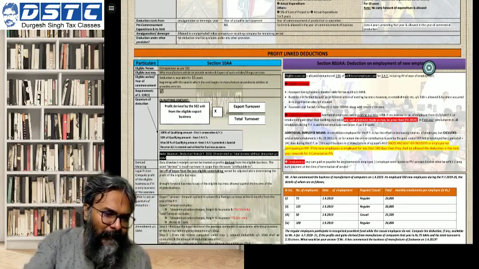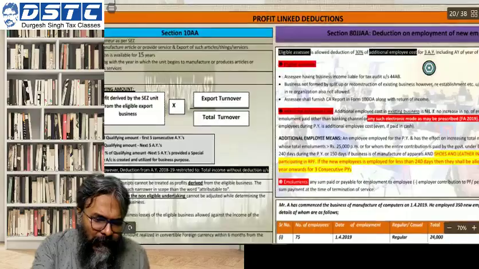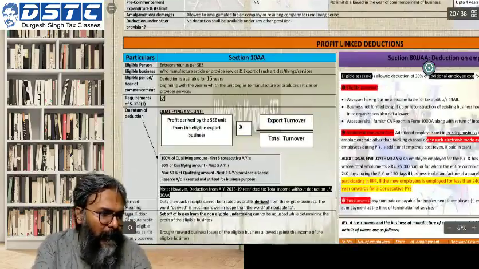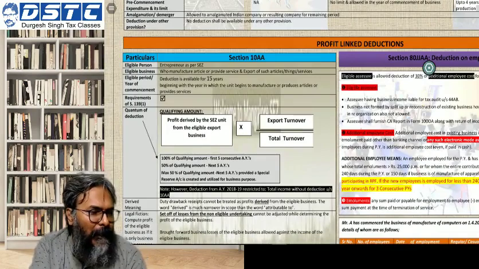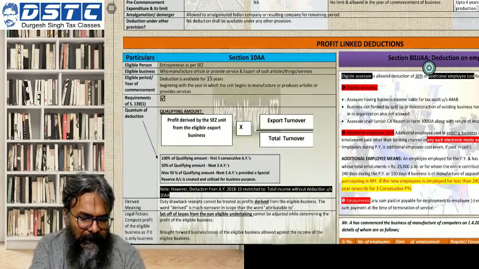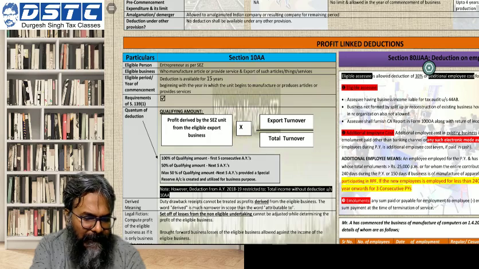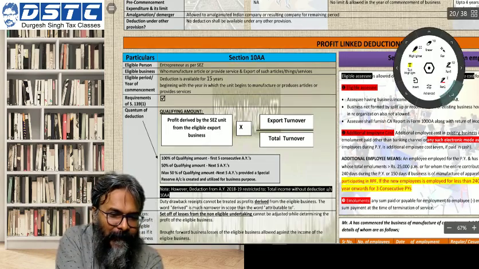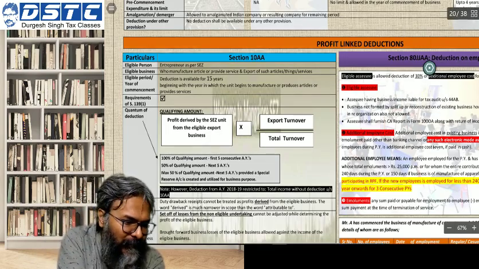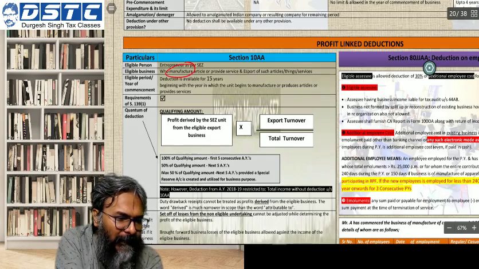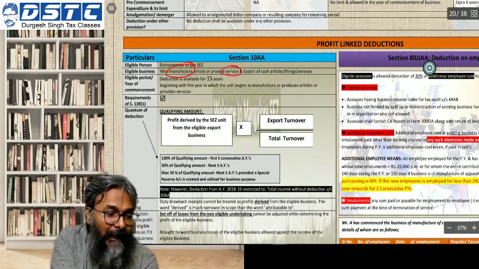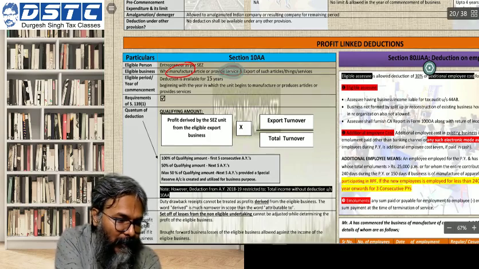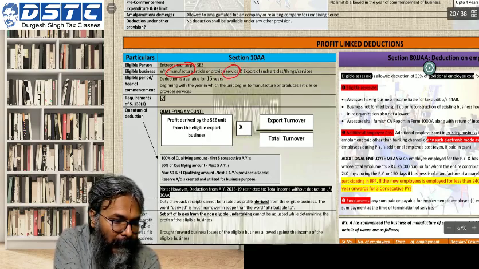Let's then get started with this particular discussion now. So students, herein, who is the eligible person in this case? The eligible person in this case happens to be an entrepreneur as per the SEZ. Eligible business, the one who is manufacturing the article or providing the service, and what?